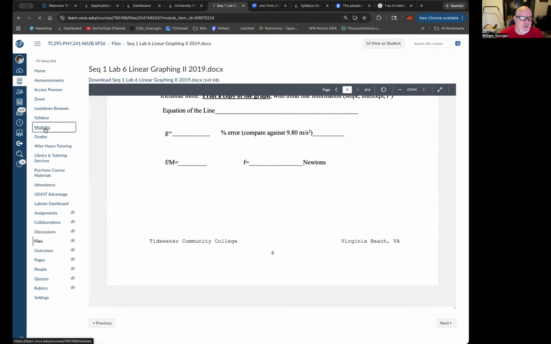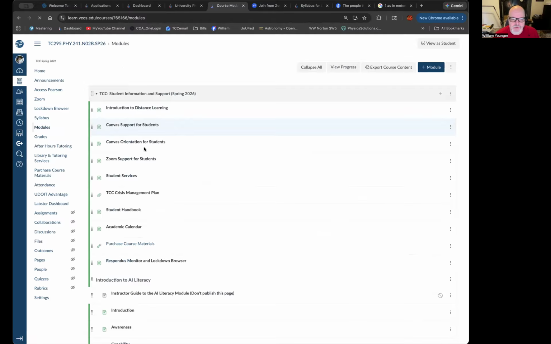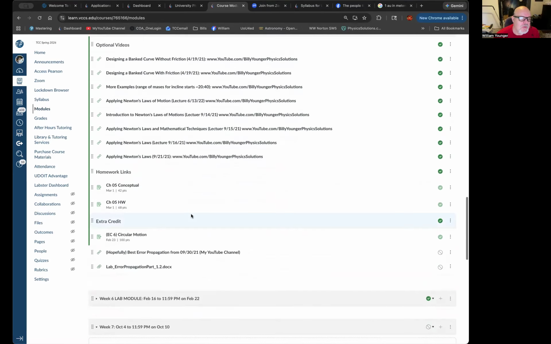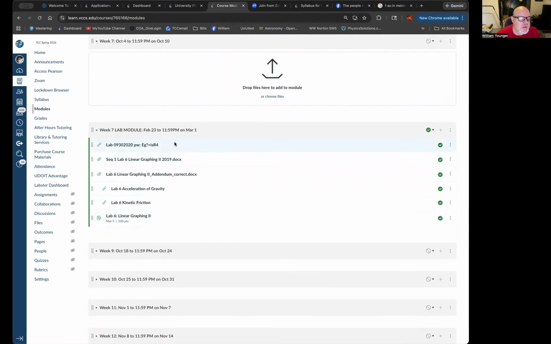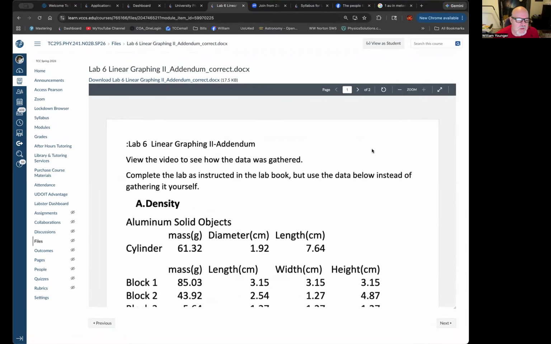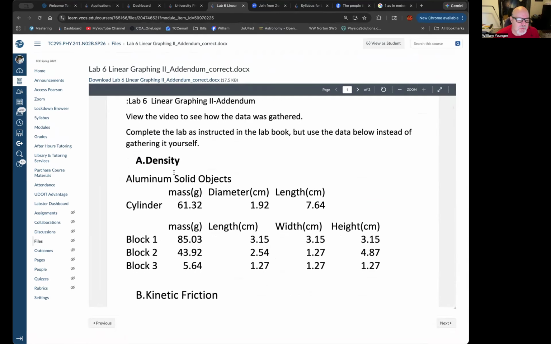Now let me go back to the modules so I can show you the addendum so you understand what the addendum brings to the table so that we can do the lab. So I go down to lab module 7, and here's the addendum, and you'll see it's just data. Here's the density part. I have a mass of 61.32 grams for a cylinder. Its diameter is 1.92 centimeters, and its length is 7.64 centimeters. So obviously, you need to calculate the volume of all that to help us calculate the density.